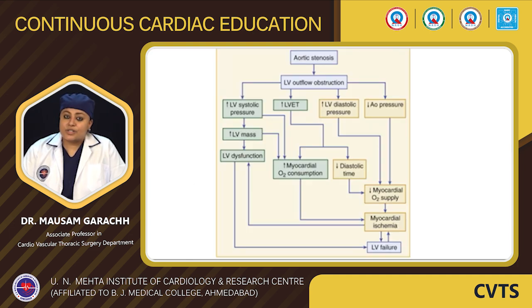Now, here's a flowchart which is showing the pathogenesis of aortic stenosis. The aortic stenosis is basically the LV outflow obstruction. This leads to an increase in the LV systolic pressure, which leads to an increase in the LV mass, which eventually leads to LV dysfunction and LV failure. The increase in the left ventricular emptying time causes two things, that is myocardial oxygen consumption is increased and the diastolic time is decreased. This eventually leads to a decrease in the myocardial oxygen supply, which leads to myocardial ischemia and LV failure.